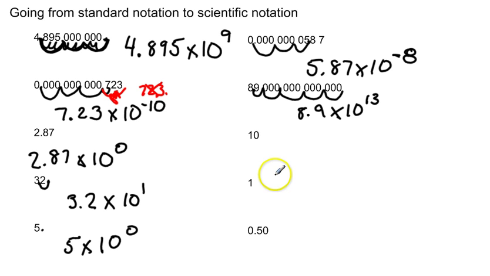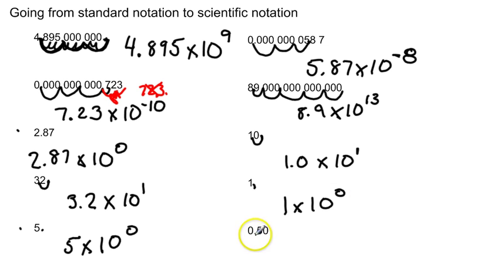So 10 actually can be written, if we put the decimal point in there, we move it over 1, so now we get 1.0 times 10 to the first. And that's how you'd write 10 in scientific notation. Okay, 1, again, is going to be just like this. So 1 is 1 times 10 to the 0. Notice the difference between the two. This is 10 to the first, 10 to the 0.